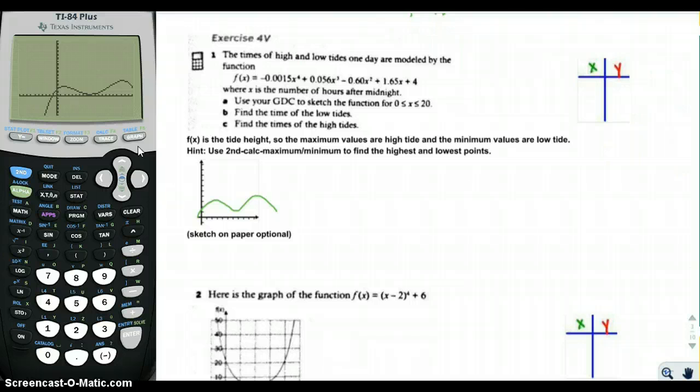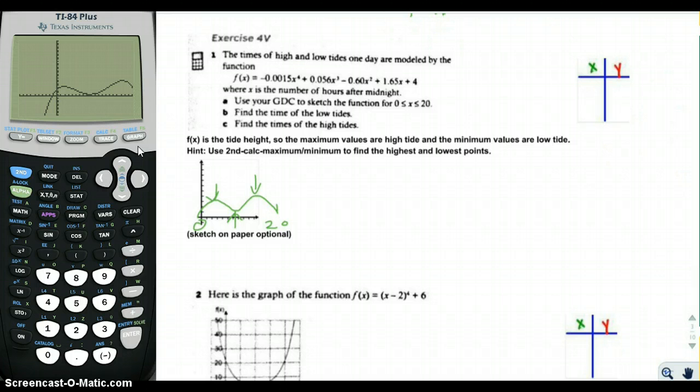Now it says where x is the number of hours after midnight. So we graph this from 0 to 20, right? Use your GDC to sketch the function. Okay, we just did that. Find the time of the low tides. Okay, low tide looks like that. Find the time of the high tides. Okay, the high tides look like these two bumps.